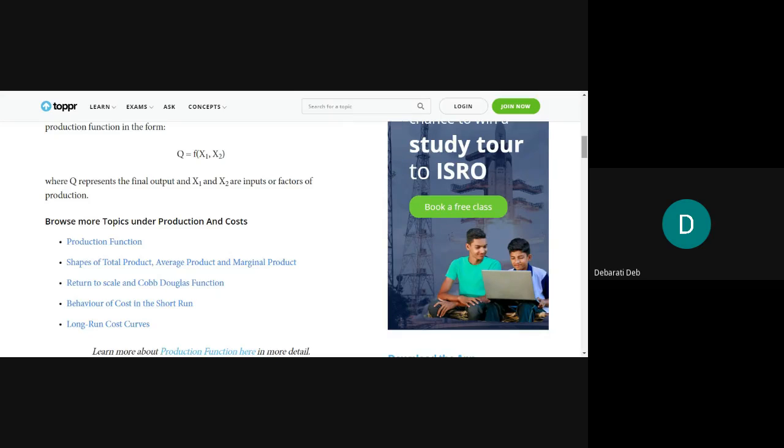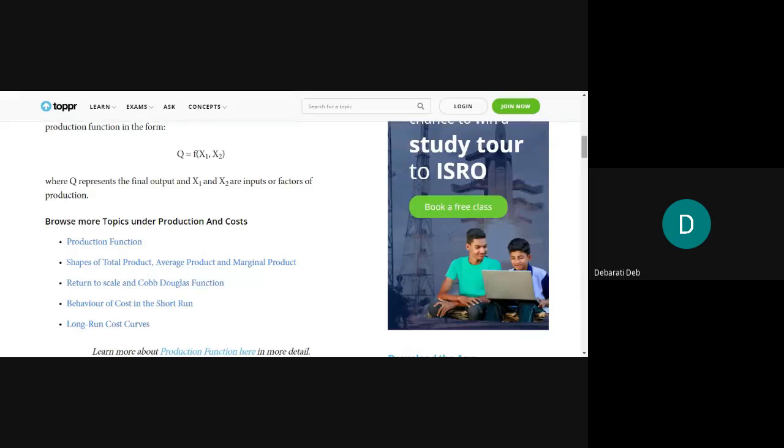But what is Q? Q is the final product. Whatever is mentioned as an element on the right hand side of the equation, be it x1, x2, or capital and labor, those are nothing but your inputs, also known as factors of production. For now, look at the function shown on the screen. Capital Q is a function. We read it this way: capital Q is a function of x1 and x2. Now, what is x1 and x2?